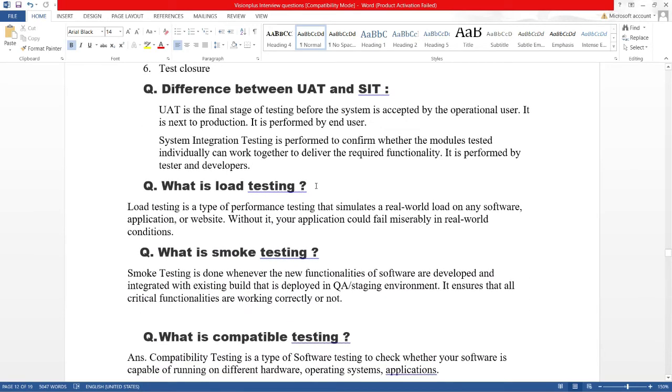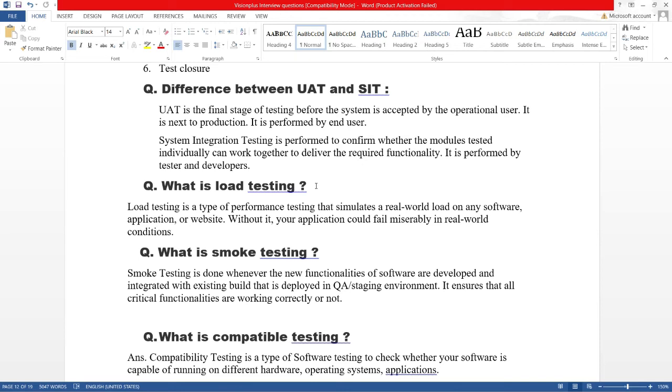Now, what is the difference between UAT and SIT? The interviewer may ask various kinds of testing, maybe like UAT, SIT, load testing, sanity, compatibility. You should know regression testing. So here UAT is the final stage of testing before the system is accepted by the operational user. It is next to production, and it is performed by the user. System integration testing is performed to confirm whether the modules tested individually can work together to deliver the required functionality. It is performed by the tester as well as developers.